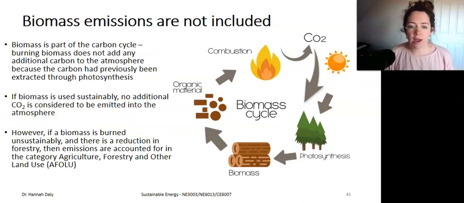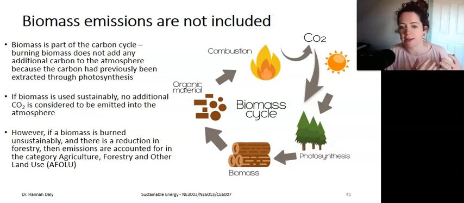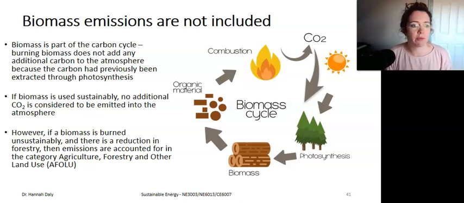So what's included? Burning of fossil fuels is included. The burning of biomass emissions are not included. Why is that? It's because biomass is part of the natural carbon cycle. So if biomass is combusted in a sustainable way, and that means that if you basically burn down a tree, the tree is allowed to regrow in some normal time frame.